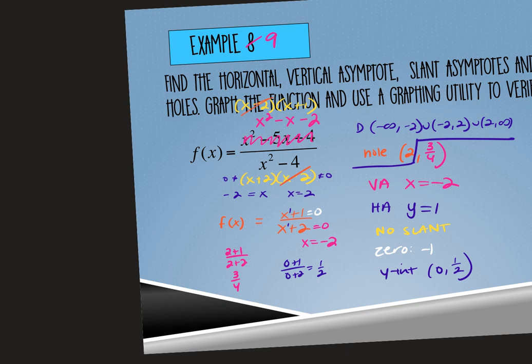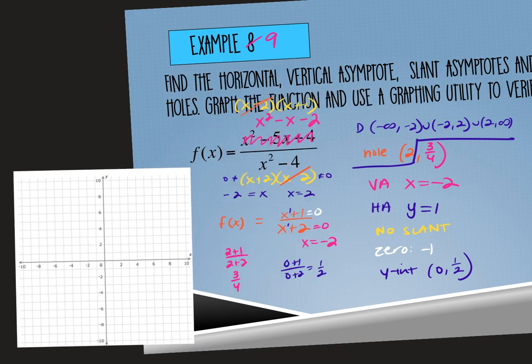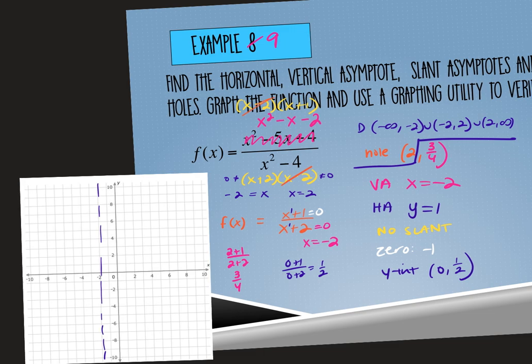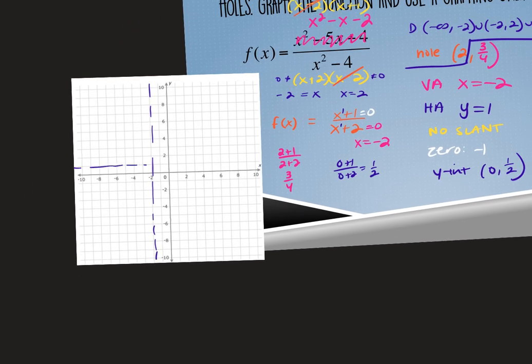Okay, so now I'm going to pull in a graph so we can plot what we've got so far. I have a vertical asymptote at x equals negative 2, a horizontal asymptote at y equals 1, no slant asymptote, a zero at negative 1, a y-intercept at (0, 1/2), and a hole at (2, 3/4).